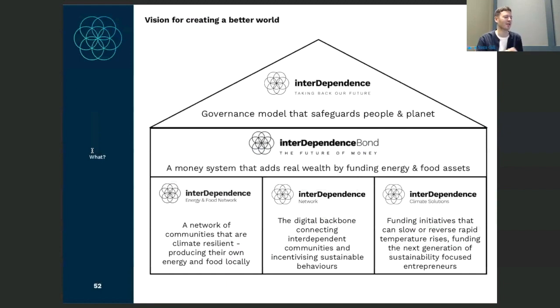And then these three bits at the bottom: a food and energy network that we'll talk about in a minute, really looking at how we produce energy and food locally in a sustainable way. The interdependence network, a community digital platform that would enable people to connect online to take action on climate change. And then, a little bit further down the road, we'd essentially be funding climate-focused solutions that might actually be able to slow temperature rises down, and also training the next generation of sustainability-focused entrepreneurs. So that's really how this concept fits together: a governance model, a funding mechanism, and then three key pillars.